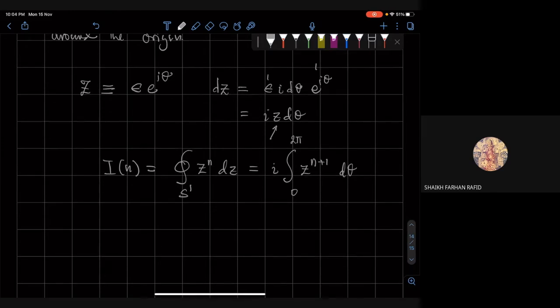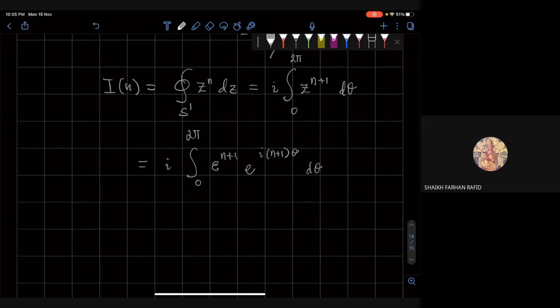Okay, so then we can say, okay, what is z? Z is given here, so let's write that. So we get the integral from 0 to 2 pi of epsilon to the power n plus 1, and we have e to the power I n plus 1 theta d theta, right? Okay, so this is what my integral becomes.